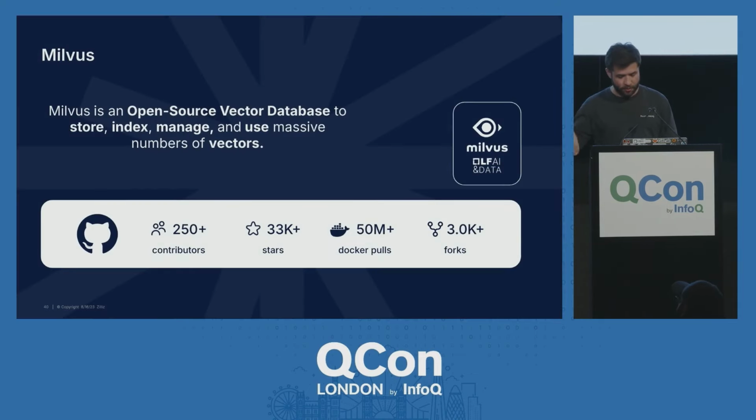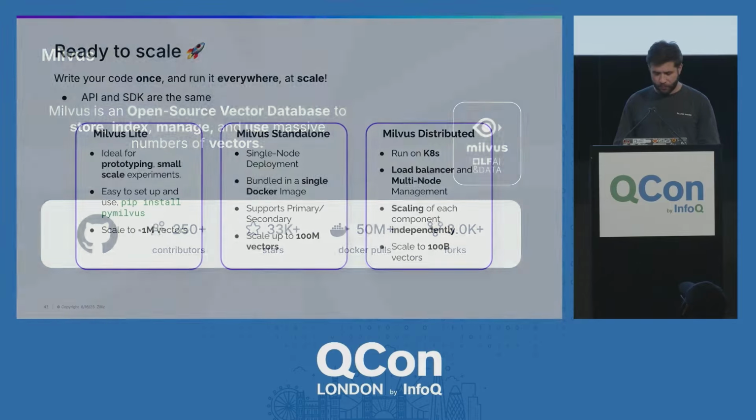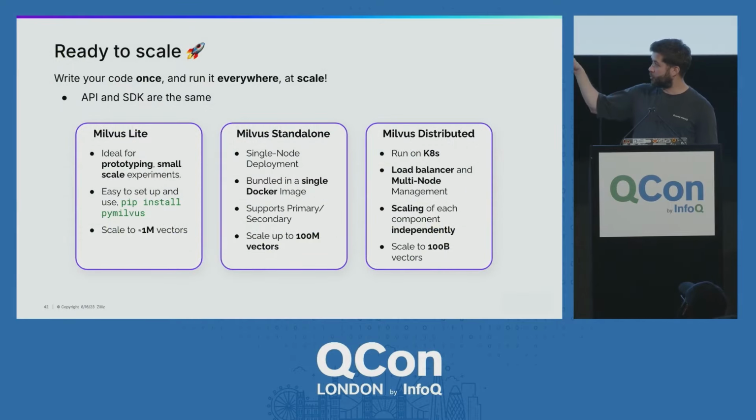Milvus, which I'm going to use, is part of the Linux Foundation, also open source, and it supports a massive amount of vectors. The biggest, the distributed version, scales up to 100 billion vectors. And then you have different offerings. I won't go into details, but standalone scales up to about 100 million vectors, and Milvus Lite is just running on your laptop.